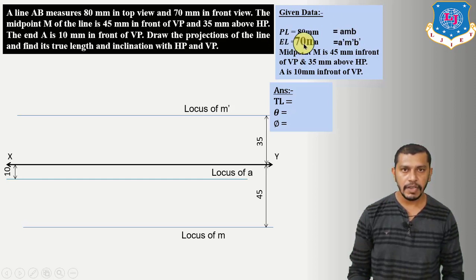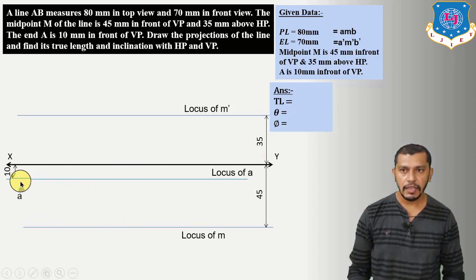And the elevation length is 70 mm, so it is A dash, M dash, B dash. So if we measure A dash to M dash, it will be equal to 35 mm, and M dash to B dash it will be equal to 35 mm. So right now we have the locus of A and the locus of M both.